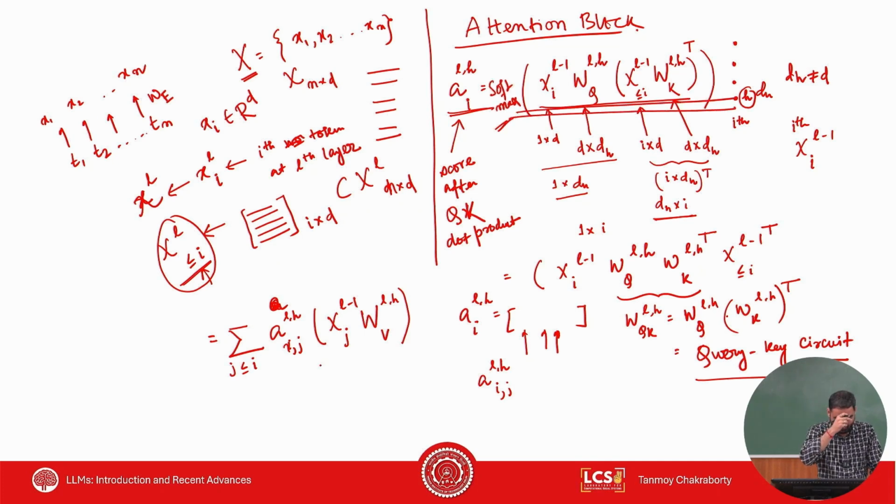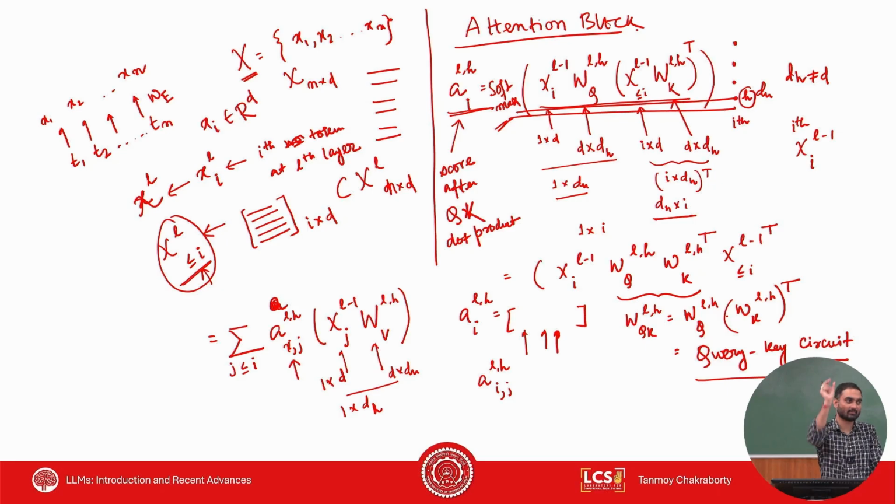Now see this, what is the dimension of this part so far? So this is a scalar, isn't it? A_ij is a scalar. What is the dimension of this? This is D. What is the dimension of this? This is D cross D_H, right? So this will produce what? This is 1 cross D, 1 cross D_H, a 1 cross D_H vector.